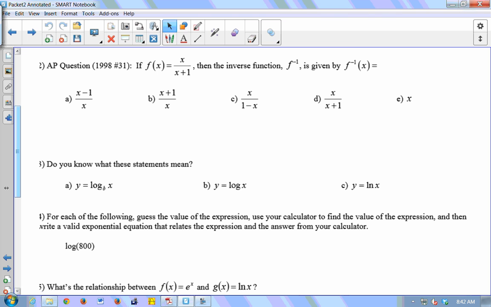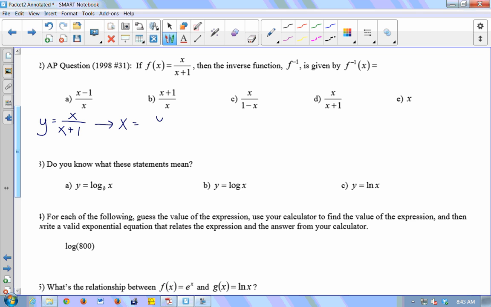So anybody remember how to find an inverse of any function? Switch the x and the y. So first I'm going to write this as y equals x over x plus 1. So instead of f of x, I use a y. Then swap out x's for y's and y's for x's. And then I want to solve this thing for y.